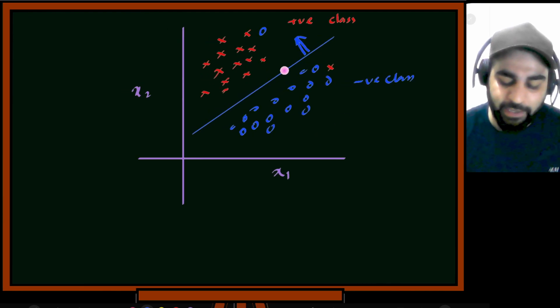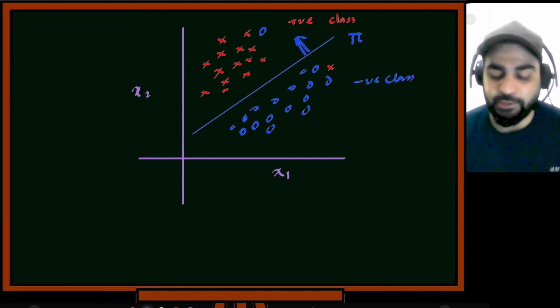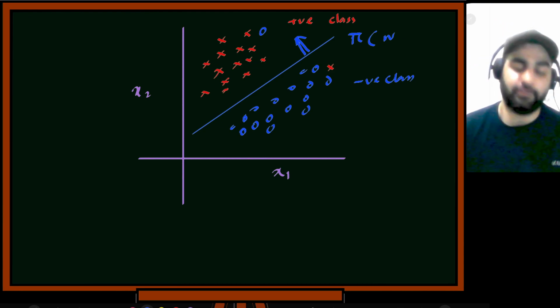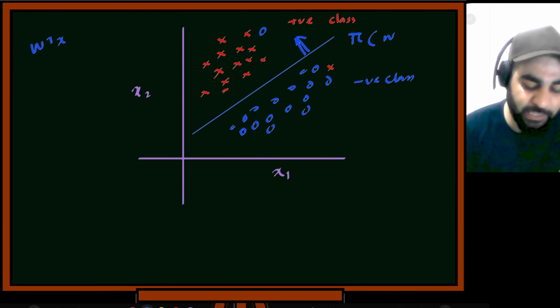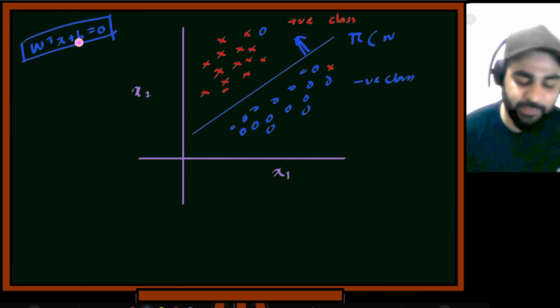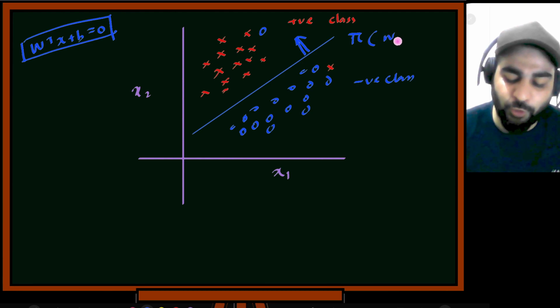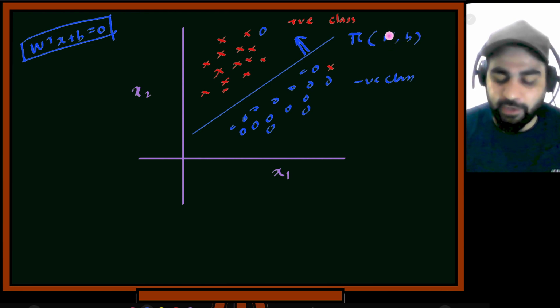So we want a plane like this. Usually this hyperplane is denoted by pi. It has this feature of w. w is a vector because we saw that w transpose x plus b is the representation of a hyperplane. This b is basically an intercept, and this w is called a weight vector. So this pi has two properties: weight w and bias b.